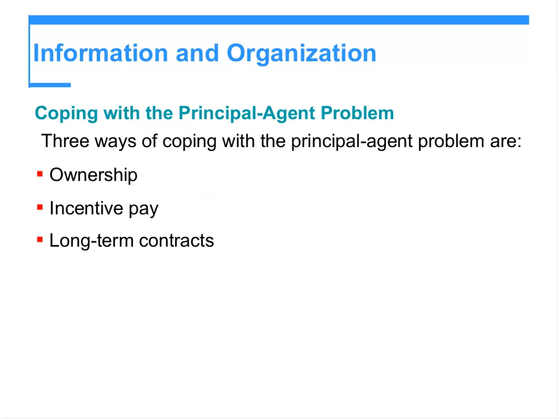So, coping with the principal agent problem. Key ways of coping with the principal agent problem are these. First, ownership.